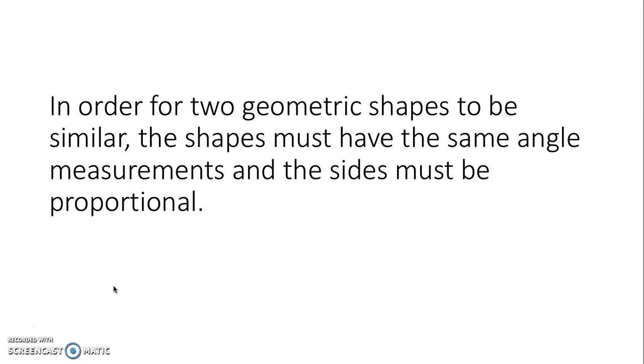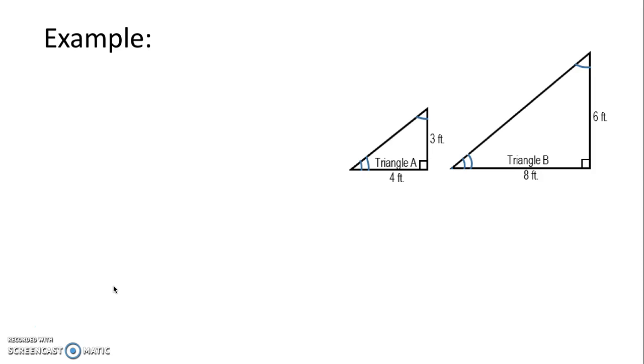In order for two geometric shapes to be similar, the shapes must have the same angle measurements and the sides must be proportional. So let's take a look at an example of that. Here are two triangles. We have triangle A and triangle B. Triangle A looks smaller than triangle B, but we'll find out that they are similar.